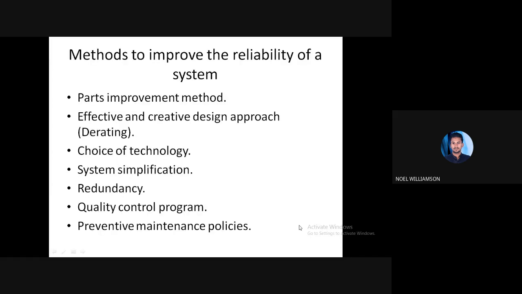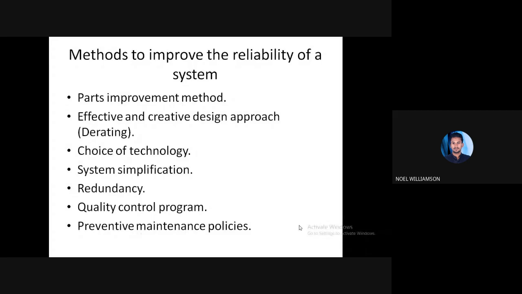There is a method of improving the reliability, or methods to improve the reliability of a system. So these are the main techniques or methods to improve the reliability. First of all, parts improvement method.